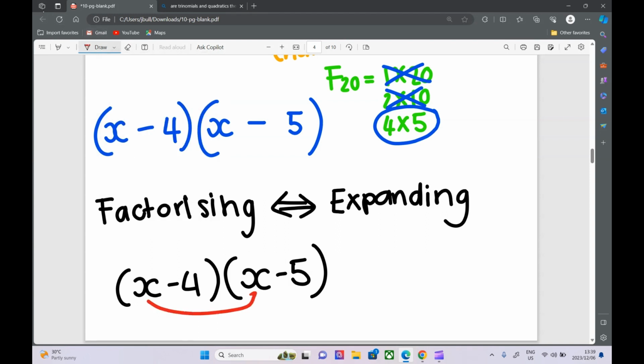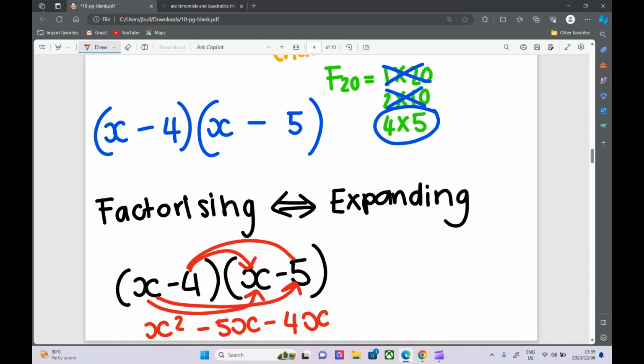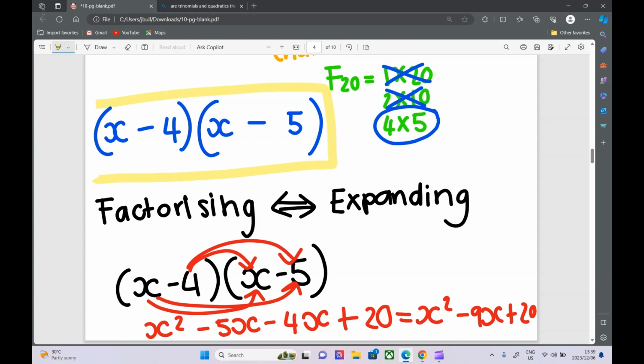So x times x is x squared. x times minus 5 is minus 5x. Minus 4 times x is minus 4x. Minus 4 times minus 5 is positive 20. If I simplify this, I'm just going to have x squared minus 9x plus 20, which is the same as what I started with. So if you can work back, do the opposite, so expand and get the same expression, you know your factorizing is right. So then I know that this answer here with these signs, that is right.